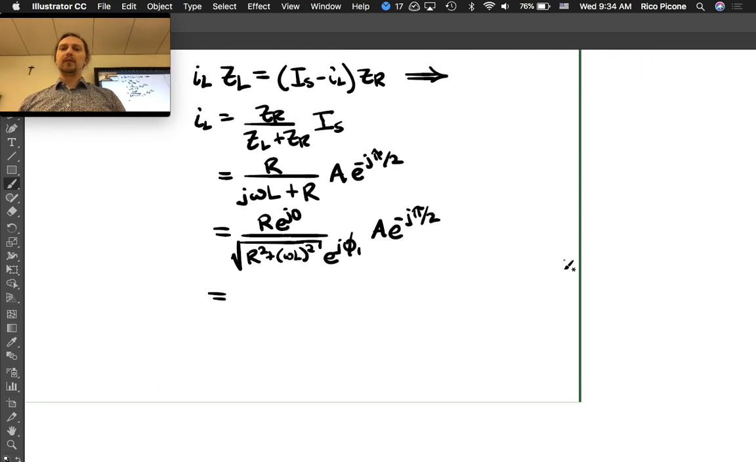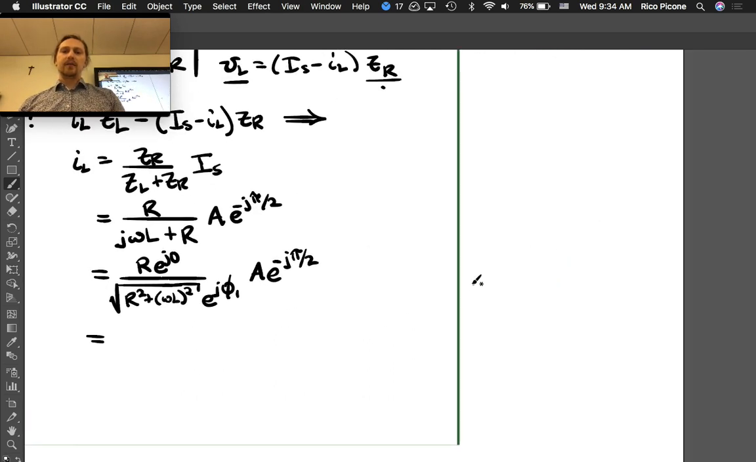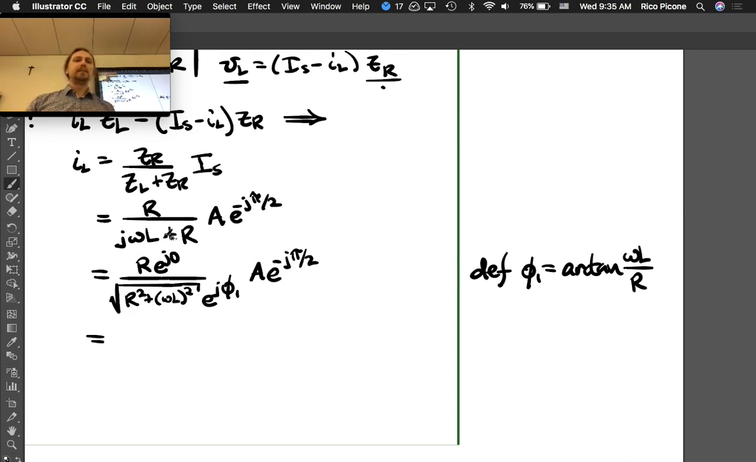Good. So where we've defined phi1 equals the arctan of the imaginary part over the real part, which is the omega L over the real part, which was R. So we were just making this rectangular form into a phasor.